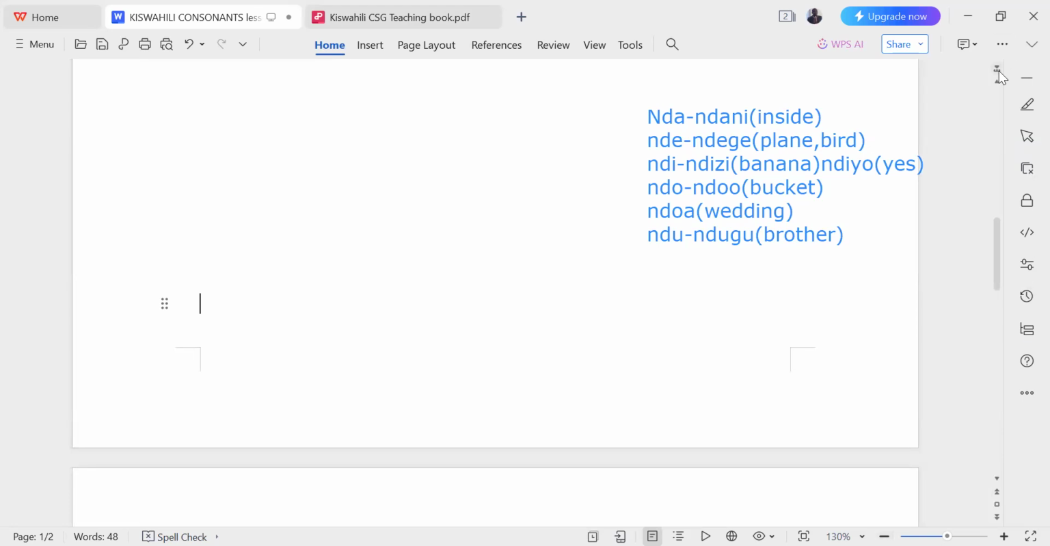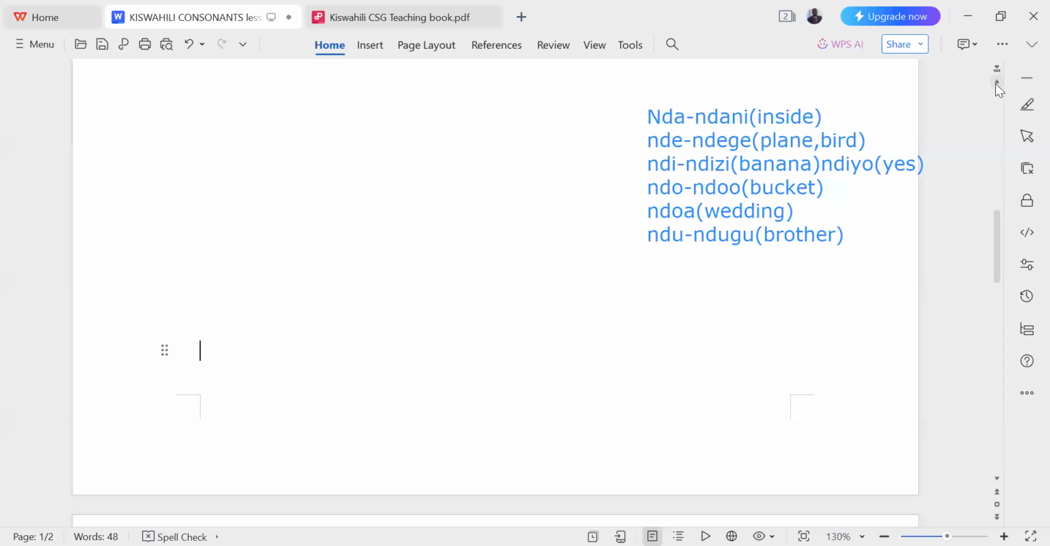Ndani, ndege. Then G is still coming out as G. It's ge. It's not G. So the pronunciation is ndege. Ndege, ndizi, ndoa. No, it's not.